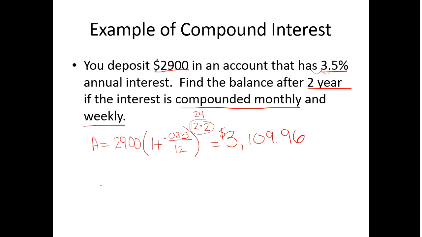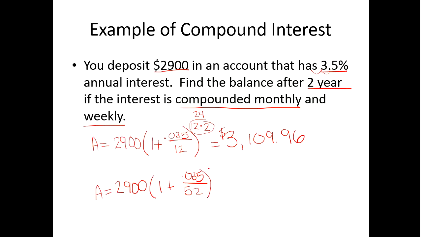Okay, let's try weekly now. It's going to be basically the same setup, right? Because I'm still depositing the same principal. I still have the same interest rate. But now my N is going to change. It's no longer going to be 12 because I'm compounding weekly. So weekly would be 52 because there's 52 weeks in a year.